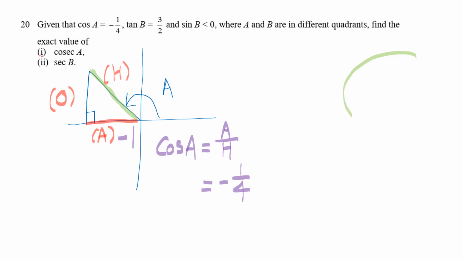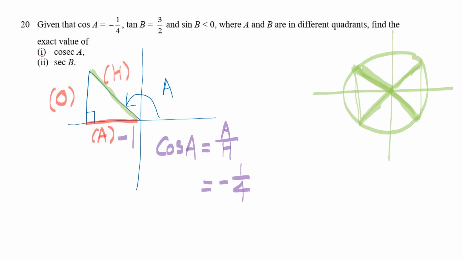So when you draw a circle, your hypo here is actually the radius of your circle. The radius of a circle is always a positive value, right? So that will be +4. You can use Pythagoras theorem again to find the opposite side, and that will be square root 15. So from here I can find the value of sine A. Sine A will be O over H, so that's square root 15 over 4.